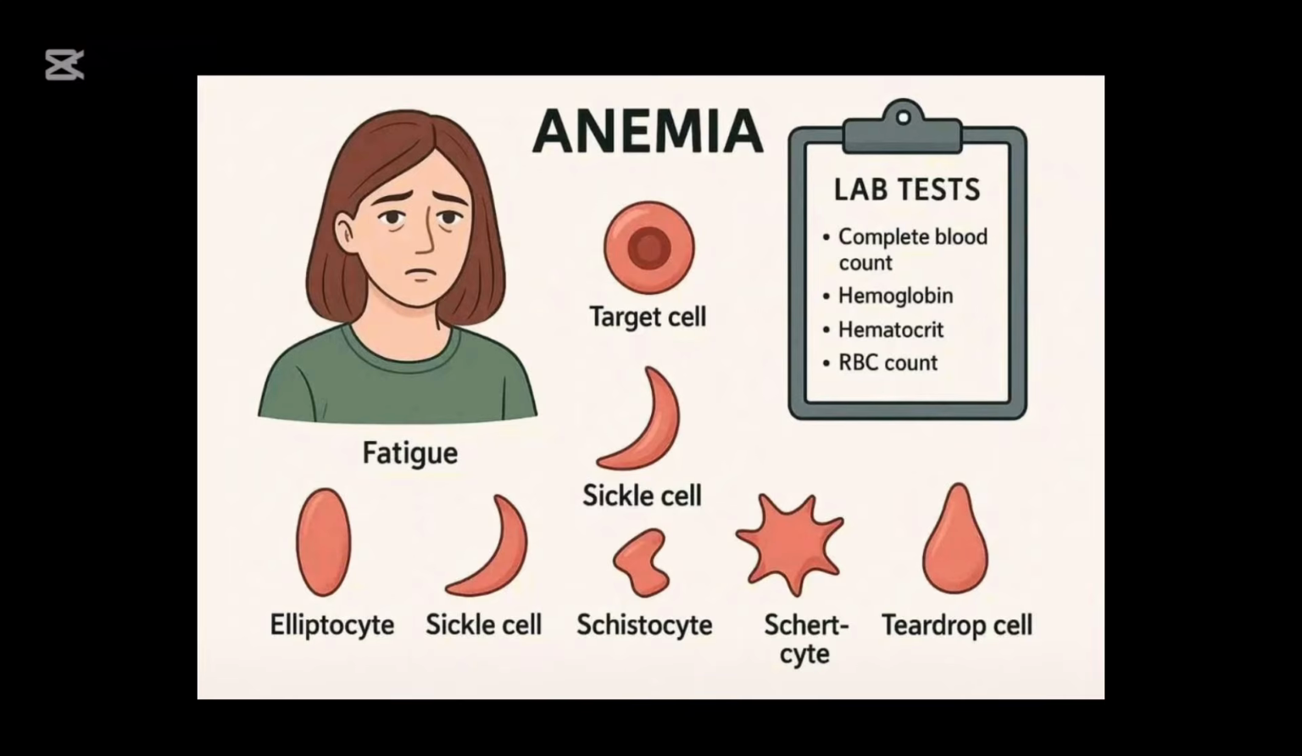Then we have increased RBC destruction, which is common in hemolytic anemia, hereditary spherocytosis or G6PD, acquired autoimmune. Common symptoms are fatigue, weakness, pallor, skin or conjunctival, dysphagia, palpitation, dizziness, pica in iron deficiency, neurological symptoms in vitamin B12 deficiency.